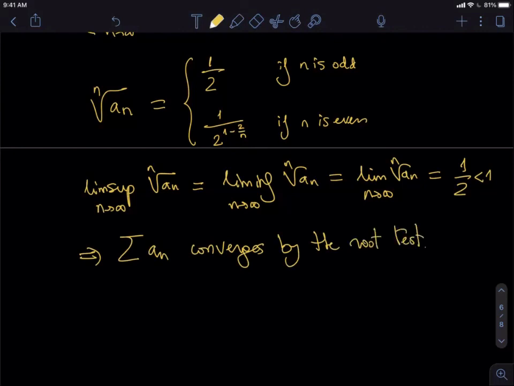Okay, so we have seen the two examples where the ratio test was inconclusive, but the root test was actually able to say something. We will see in the next video that actually that is always the case. The root test is a bit better than the ratio test, and it sometimes allows us to say something more when the ratio test is inconclusive.